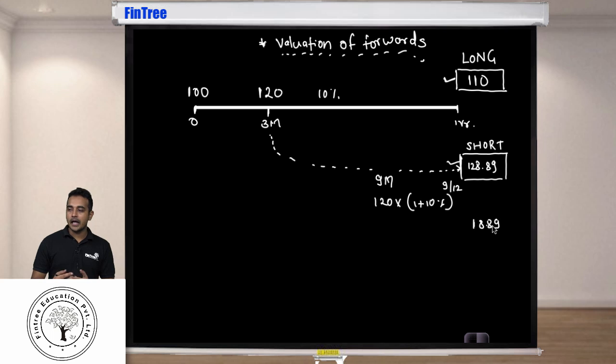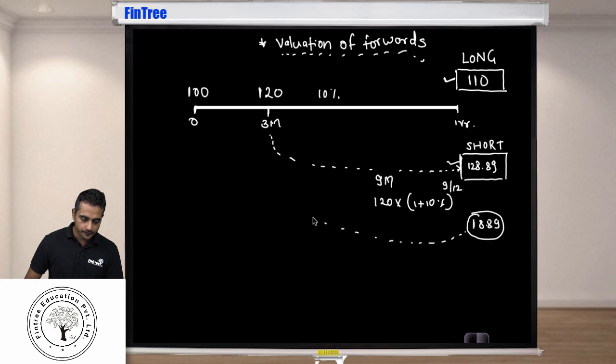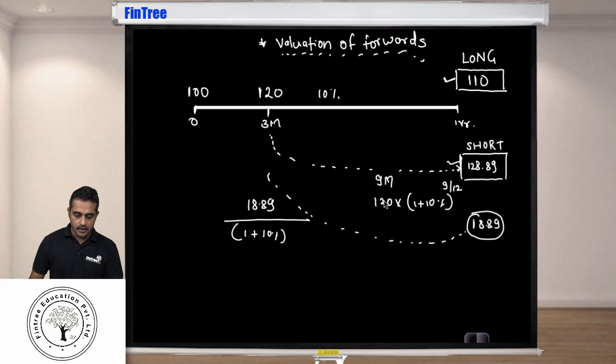So this is the profit I am going to make 9 months down the line. We would want to know what is the valuation or the amount of profit today. So we will take that 18.89 backwards for 3 months. So 18.89 divided by 1 plus 10% raised to 9 by 12. How much? 17.58. So 17.58 is the answer that we were looking at in this question.